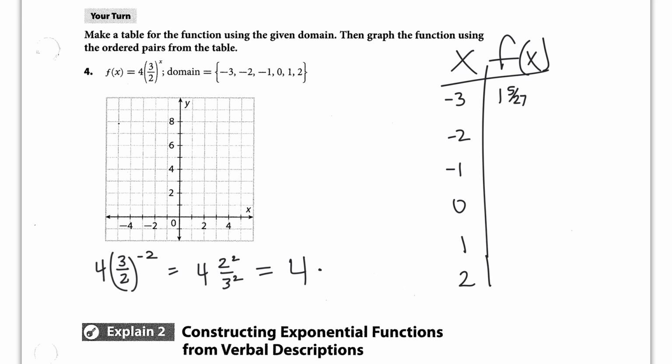So we flip that fraction over and it uses the +2 exponent. 2 squared is 4, 3 squared is 9, 4 times 4 is 16. 9 fits into 16 once with 7 left over.